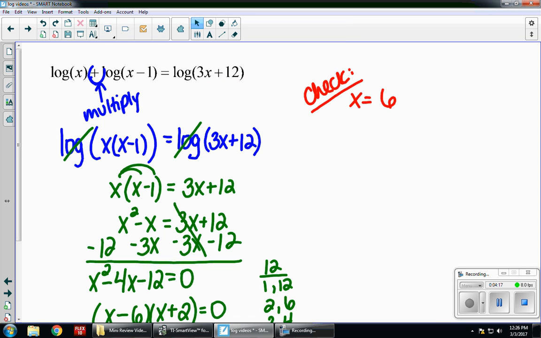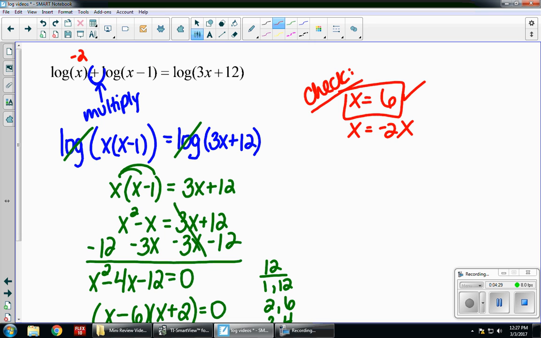So if I have x equals negative 2, my 6 worked, I'm going to plug in negative 2, I have a negative. Cannot take the log of a negative number. So that rejects. My only answer is x equals 6.